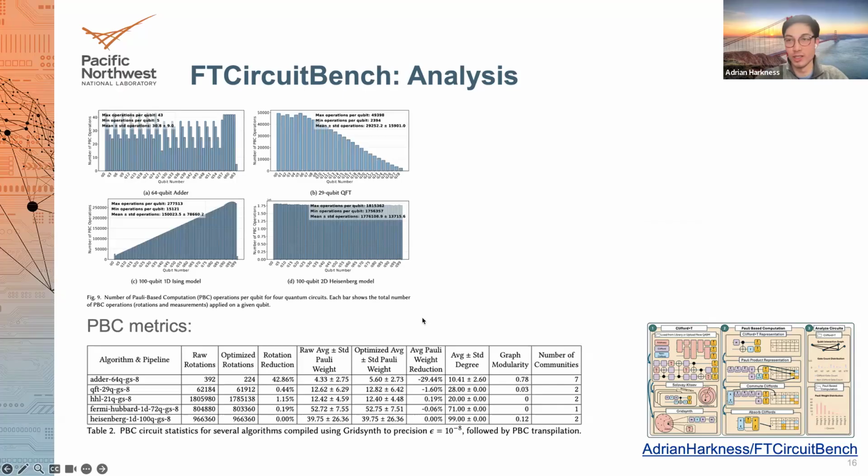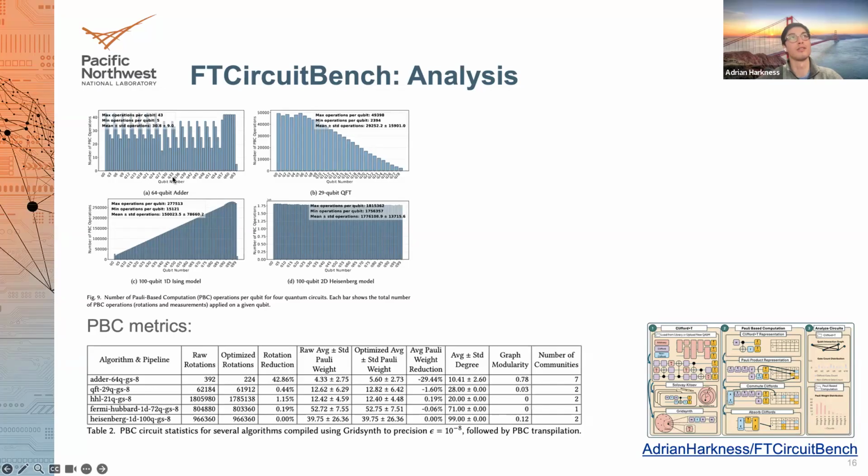There are several other illuminating ways to look at the PBC operator weight statistics. So we include a couple of quick scripts for graphing those given a PBC circuit. For example, here we have each qubit index along the x-axis, and then the number of PBC operations that it participates in throughout your circuit. And this is probably most helpful for mapping these logical qubits down to the physical qubits on your hardware.